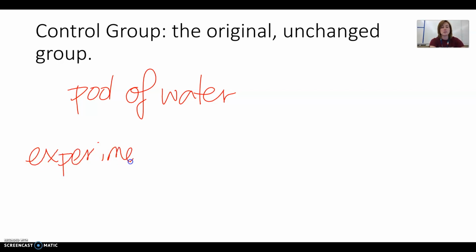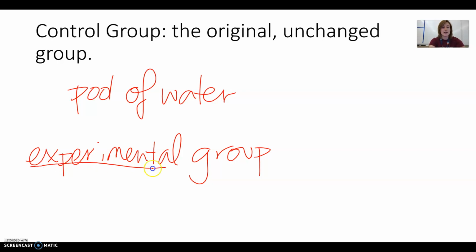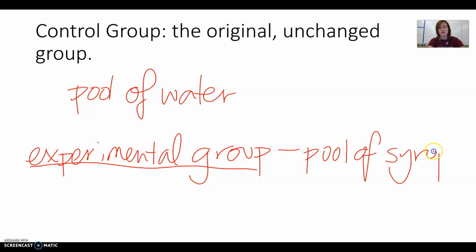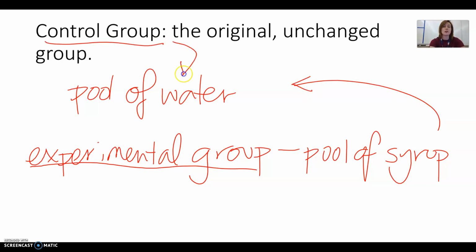Our experimental group is the thing that we're trying to find out. So we're trying to find out about what it would be like to swim in a pool of syrup. So that is our experimental group, the pool of syrup, because that's the thing we don't know about. And that's the reason we're doing the experiment, is to find out how fast you can swim in a pool of syrup. After we have tested that, we're going to compare it to the pool of water, right? Pool of water is our control group because we already know how fast we can swim in a pool of water.